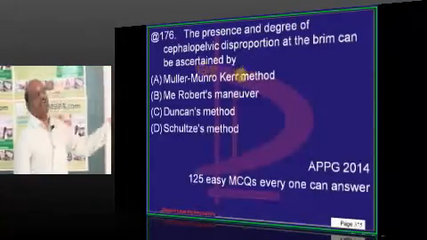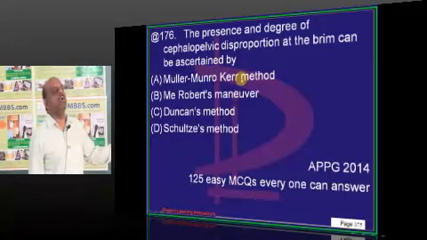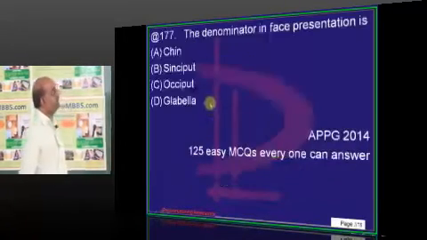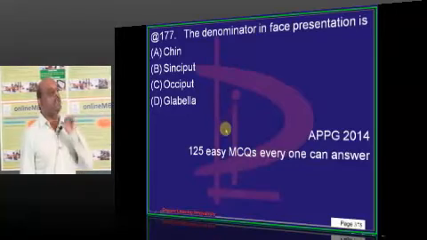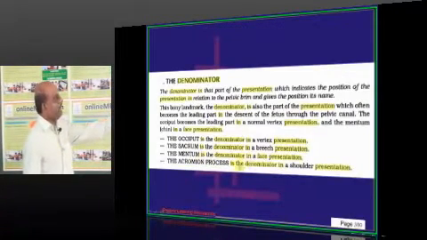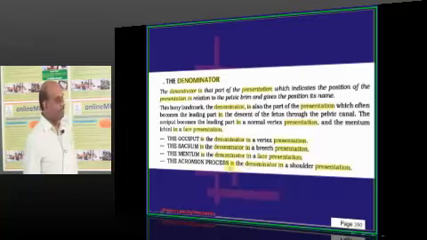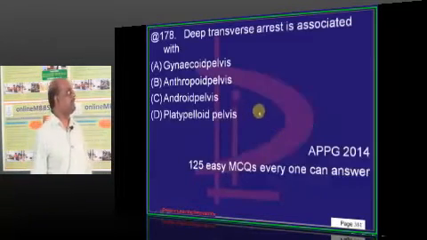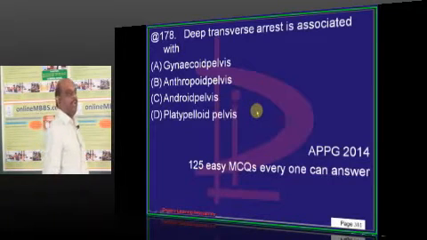Now, cephalopelvic disproportion, Muller-Munro Kerr method is a very well-known answer. In face presentation, it is the mentum, otherwise called chin. Sacrum in breech presentation, occiput in vertex presentation is what you have to basically remember.